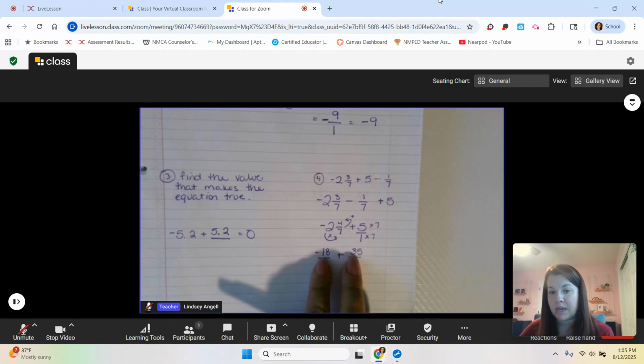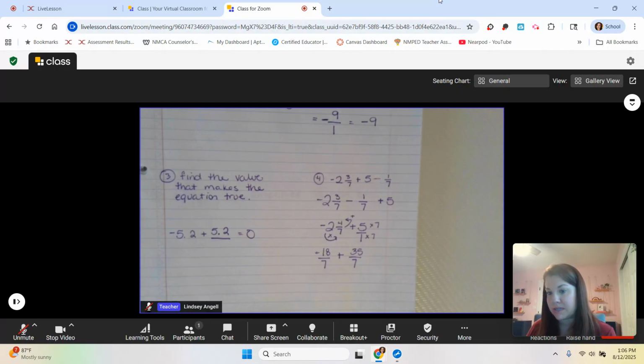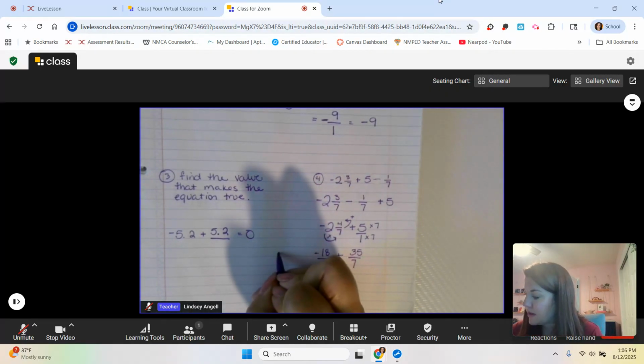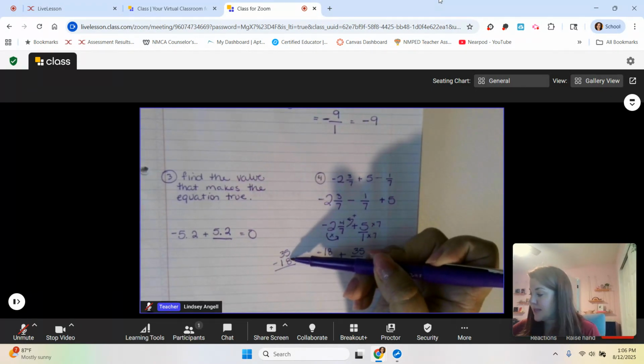We can ignore the sevenths for a second and think, okay, negative 18 plus 35. Well, really what we're doing, because the signs are different, we're finding the difference between the two and then taking the sign of the number with the higher absolute value. So that's this one here. So we know we're going to have a positive answer. But first we need to figure out, well, what is the difference between 35 and 18? Well, 5 minus 8, I can't do that.